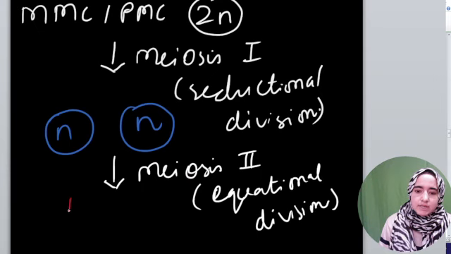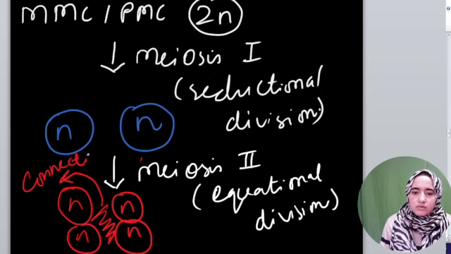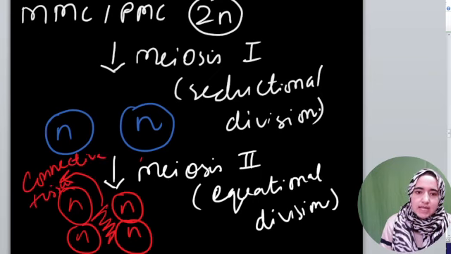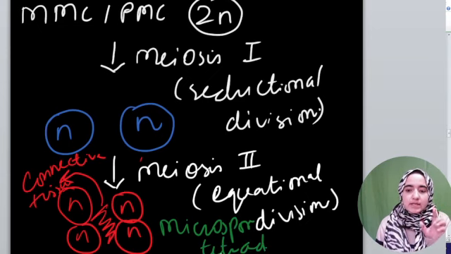That means one cell will give rise to two cells like this, and this cell will give rise to two more cells. And they are connected to each other through connective tissue. These are four cells, and these four cells are known as the microspore tetrad. They are four in number. The microspore mother cell is 2n, and the microspore tetrad cells are only haploid, n.